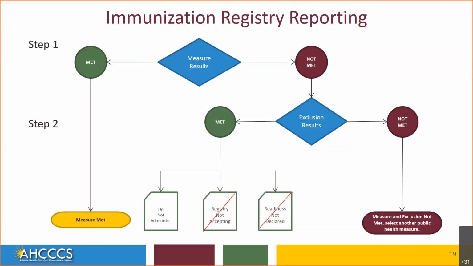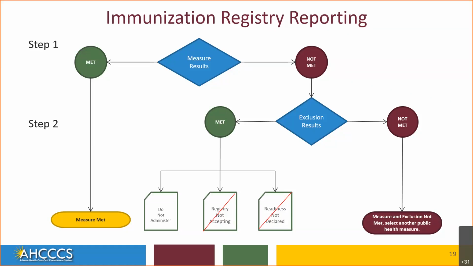Okay, so that moves you over to the left, that circle that shows met. And then you go down, it shows the measure was met. But if we start back up under measure results, and if we go to the right into that burgundy circle, you can see that it says not met. So you don't meet the measure. You don't submit immunization data to the registry. So let's see if an exclusion applies.